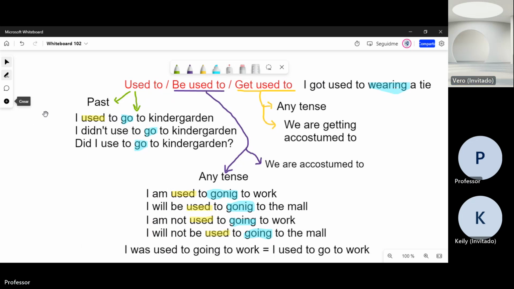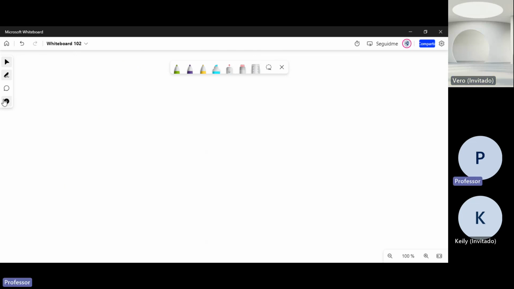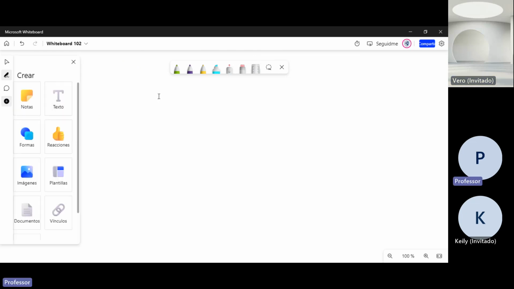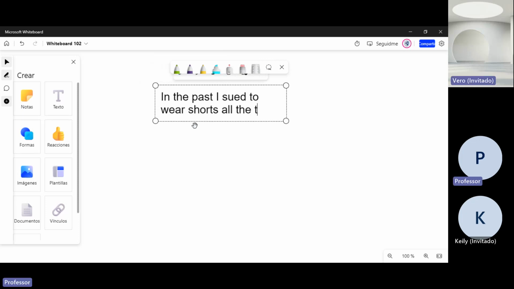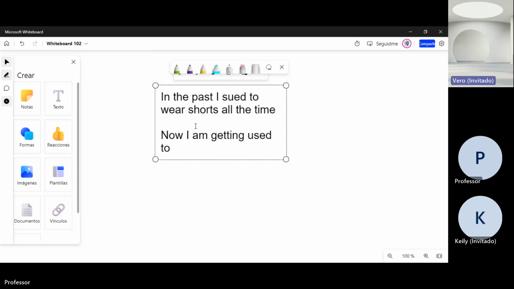Girls, do you have any questions here? No question. Well, let's make an example. Let me give you a summary of all this. I'm going to write the example that I just gave you about myself. In the past, I used to wear shorts all the time. Now, I am getting used to wearing pants at work.